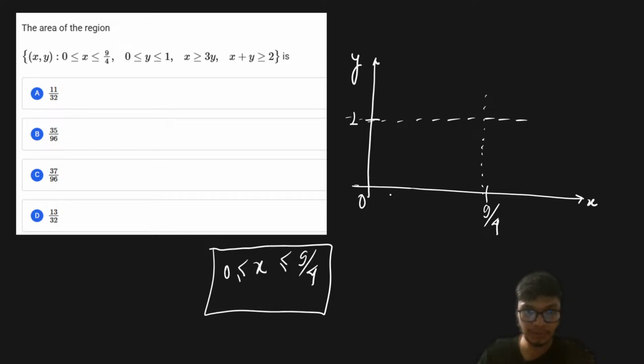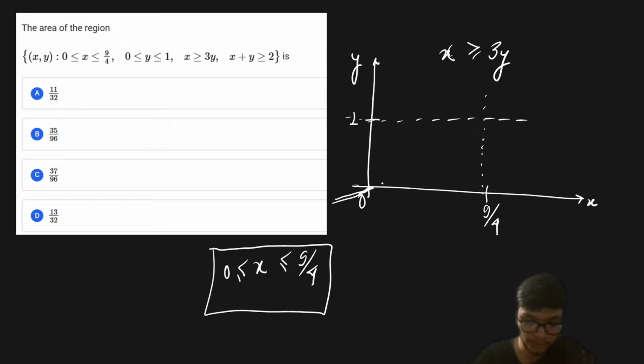Okay, so if we try to plot, the first inequality is saying that x is greater than 3y, right? So x is greater than 3y. So if I put values of x equals 9 upon 4, let us try to analyze what is the value I will get. So it's going to be a straight line passing through the origin. It's a straight line passing through the origin over here. So this straight line is going to be something like this over here.